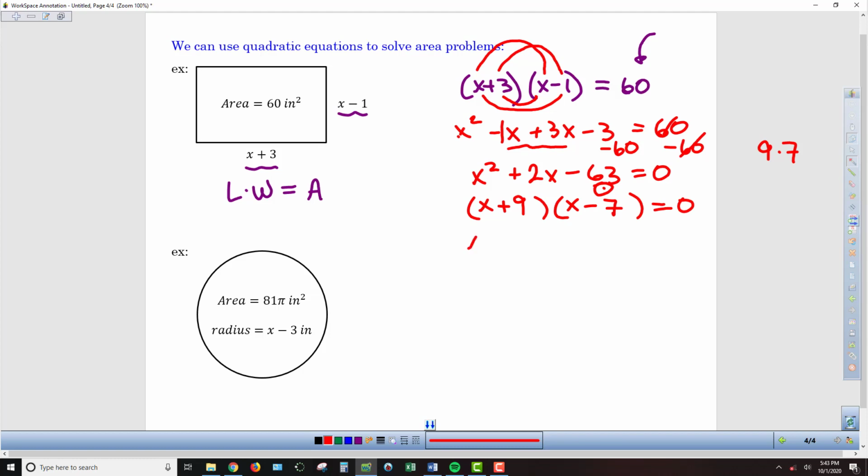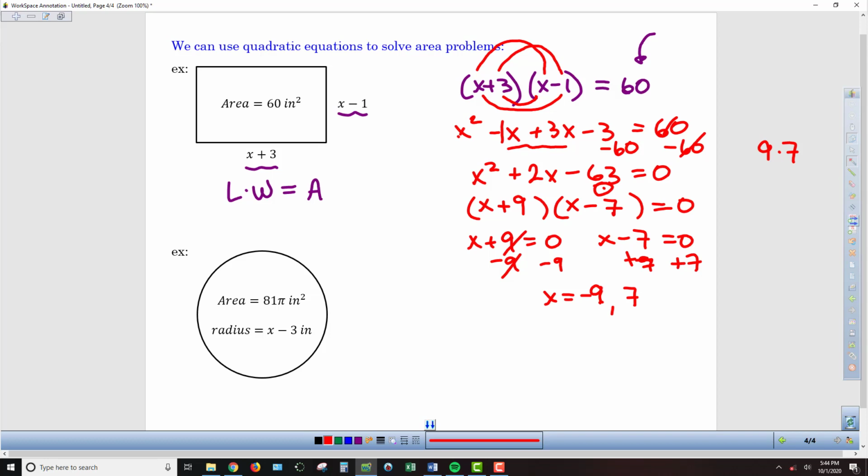So now I'm going to take each of these and set them equal to 0. And so now I'm going to subtract 9 from both sides here. I'll add 7 to both sides over here. And so now we get our two answers. x equals negative 9, and then x equals positive 7.